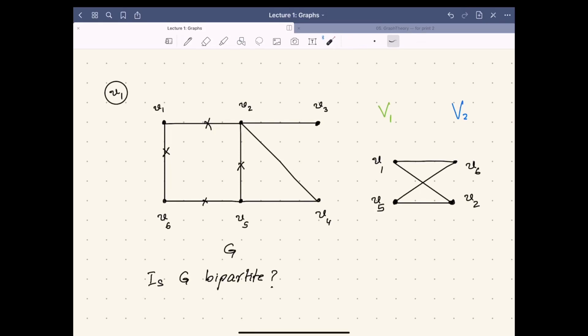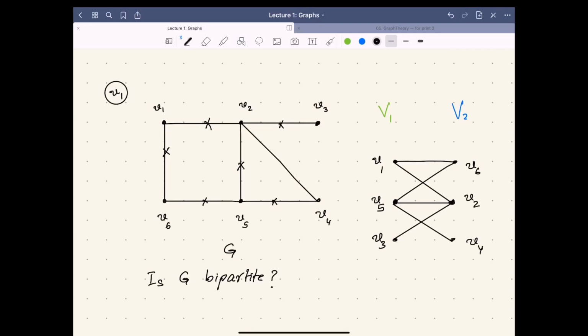Now V3, since it is adjacent to V2 and V2 is in the set of vertices V2, we have to draw V3 in the other set. And we draw an edge between V2 and V3. And we have covered this edge. Now V4 and V5, there is an edge. So V5 is already in V1. So I have to put V4 in this vertex set. And then we draw an edge between V5 and V4. And this covers this edge.